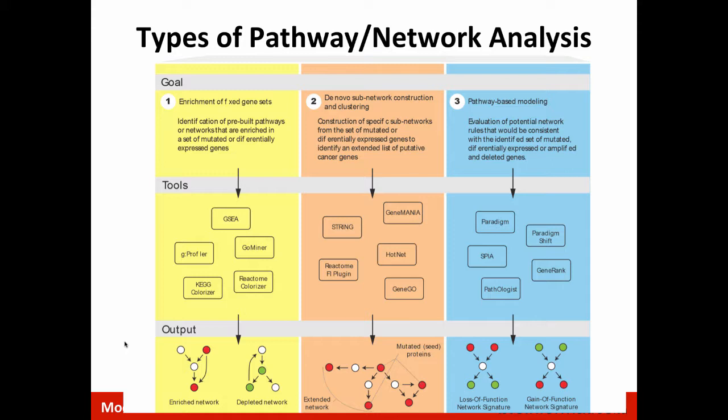Goal three, with pathway-based modeling, is going to require a little bit of qualitative and quantitative data, and that may not necessarily be available for all people. But really, goals one and two are very complementary approaches. You can run them in parallel and sometimes get the same results, and sometimes, depending on the algorithms and approaches, you can get dissimilar results.